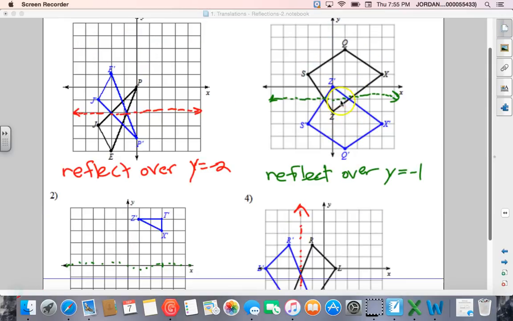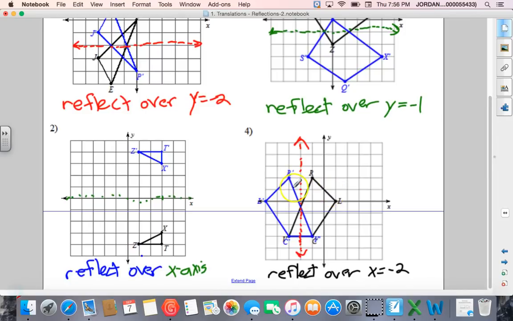You can see here on this one, our line of reflection, halfway between S and S prime and halfway between Q and Q prime and so on, is this dotted green line right here. So we would say reflect over y equals -1, because that line's going through the y-axis at -1. Then number 4, this one reflects left to right. It's reflecting across a vertical line in between R and R prime, which is this vertical line right here. For vertical lines, we say reflect over x equals, and it's going through the x-axis at -2. So we'd say reflect over x equals -2.